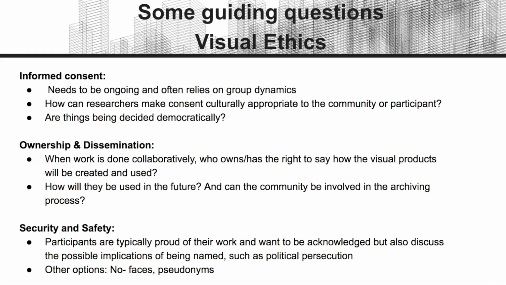So informed consent needs to be ongoing and often relies on group dynamics. We also need to remember that consent not only entails consent to take or make visual images, but consent on how images will be used into the future. That is an important point to consider. And who has ownership of these images? Also, how can researchers make consent culturally appropriate to the community or participant? And are things being decided democratically?